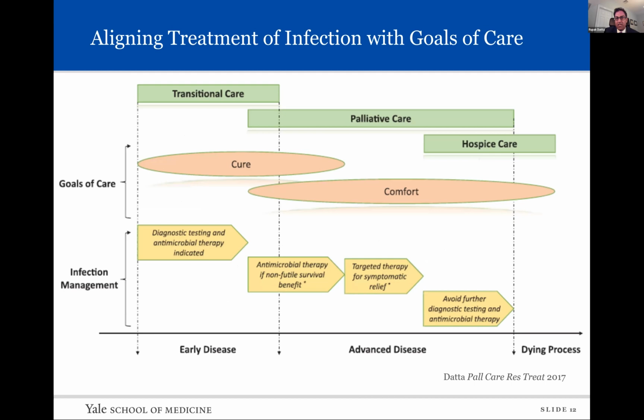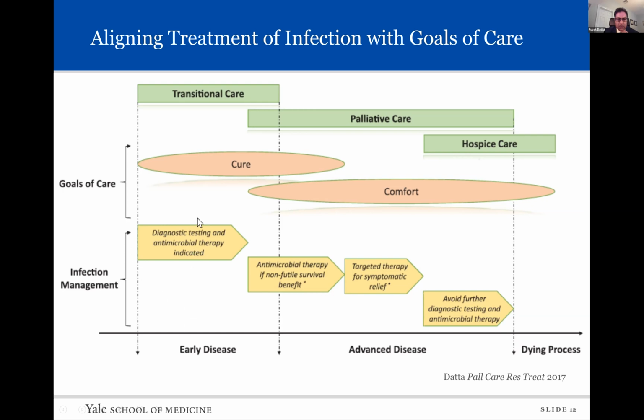So based on these factors, we have published an approach to the management of infection during end-of-life settings. This was a paper published by myself and my mentor, Dr. Jutani, that strives to align treatment of infection with patient goals of care. In this figure, you can see on the x-axis we have stages of disease: early disease, advanced disease, and then the dying process. On the y-axis, there are two areas, one which is a focus on infection management and the other with goals of care.